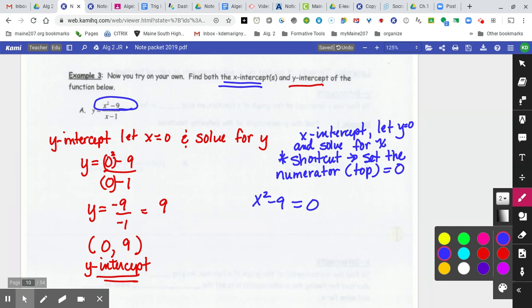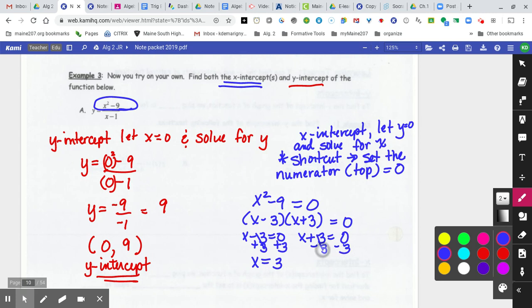I recognize this right away as x minus 3 times x plus 3. Therefore, I know that x minus 3 equals 0 and x plus 3 equals 0, so this one is a positive 3, and this one is a negative 3. I do have two values for my solution. I knew that because it's squared. Remember that the exponent tells me how many solutions I have. And so my two x-intercepts are 3, 0, and negative 3, 0.